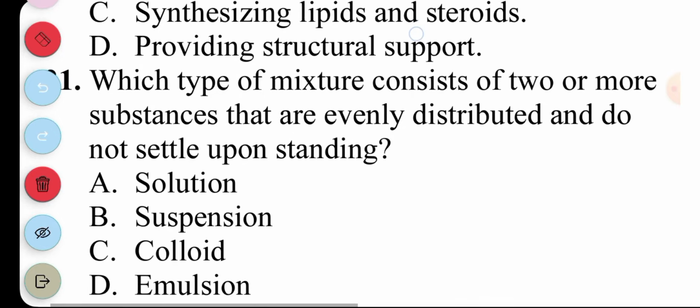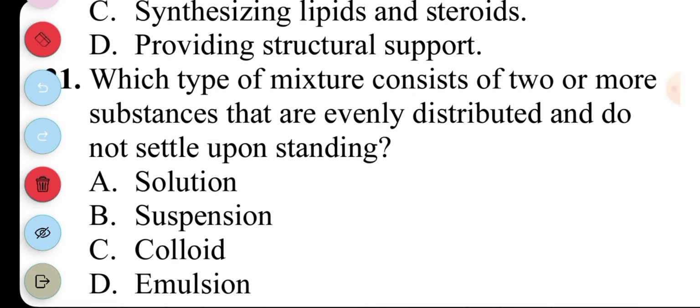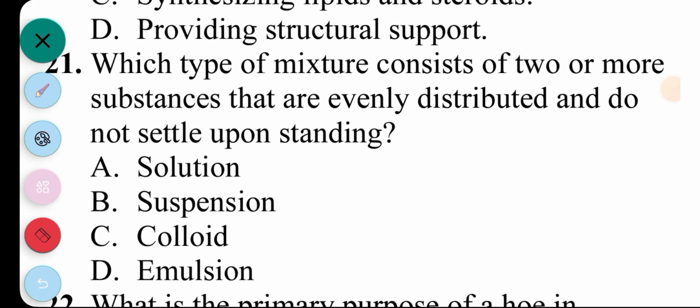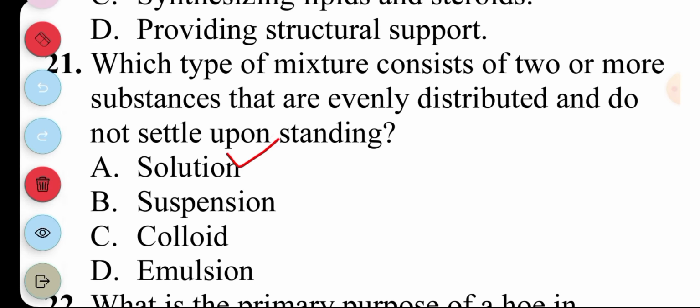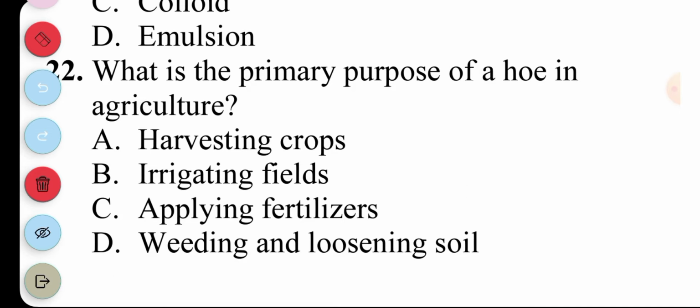21. What type of mixture consists of two or more substances that are evenly distributed and do not settle upon standing? And the answer to question 21 is A. Solution. A solution. What is the primary purpose of a hoe in agriculture?